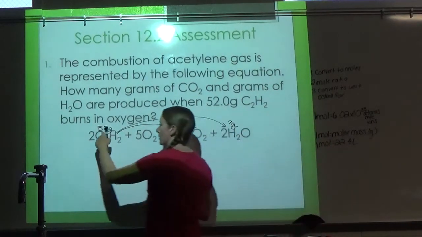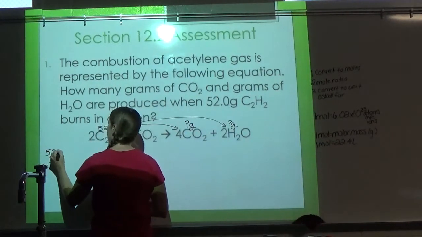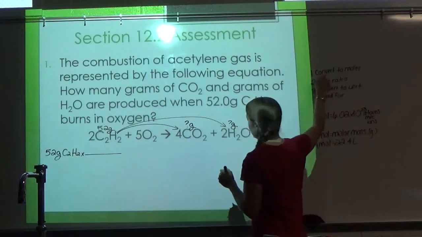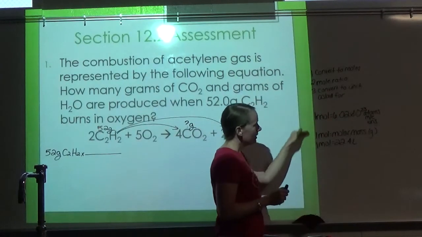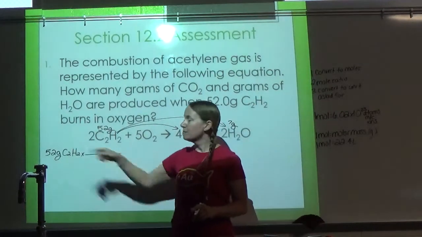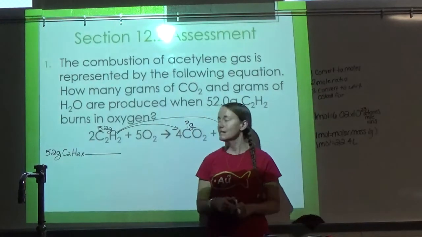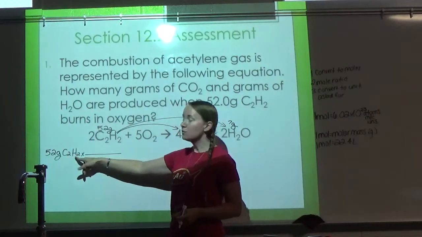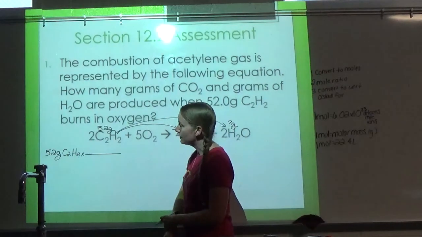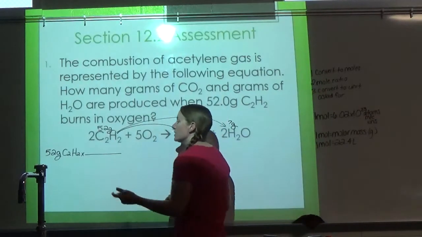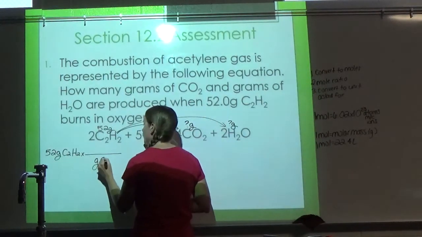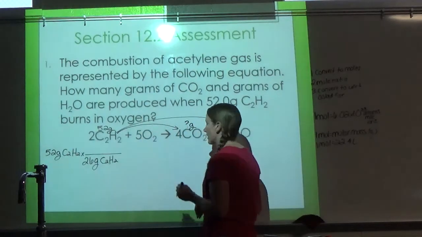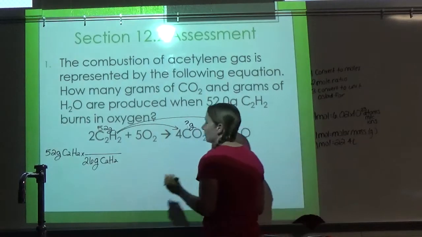All right, so we start with what we know, and that is 52 grams of C2H2. So first step is convert to moles. So I'll look over here. Which one am I going to use? Well, they gave me grams, so I'm going to use 1 mole equals molar mass. So I add up C2H2. C is 12 times 2, and H is 1 times 2, and so that gives us, let's see, 24, 26 grams. So because I have grams of C2H2 on top, I'm going to put grams of C2H2 on the bottom. So I'll put my 26 grams. Molar mass equals 1 mole every time.